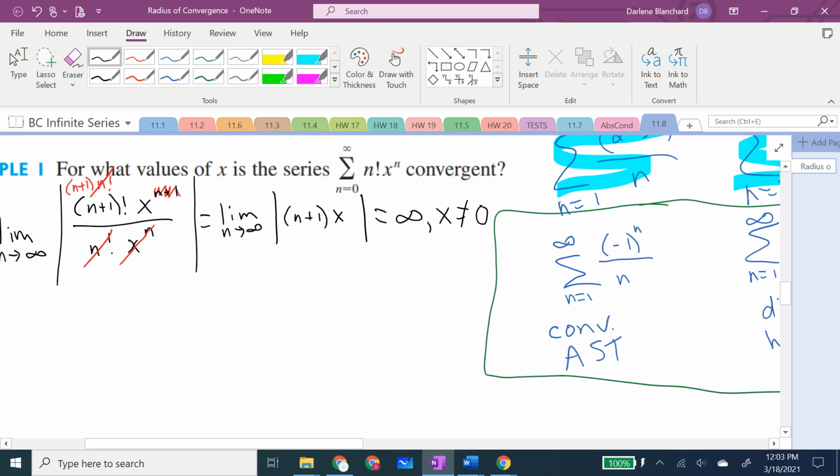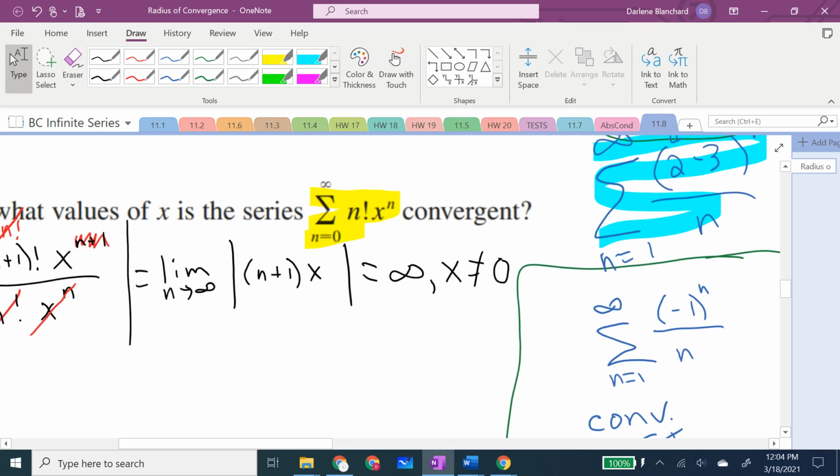0 times infinity is an indeterminate limit. But any non-zero real number, positive or negative, times infinity is going to be infinity. 0 is an issue. But 0 is special in the first place. Look at your series. And I'm going to point to something. Zero is a little extra special.